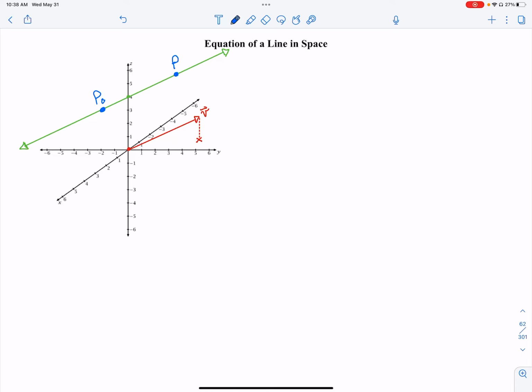This video will begin our discussion of equations of lines in space. It will be a little bit different than lines in 2 space. So let's begin with this. I'm going to put a random green line in 3 space. There are numbers on here, but we're not going to pay attention to the numbers.